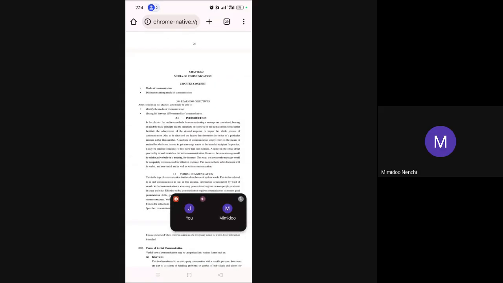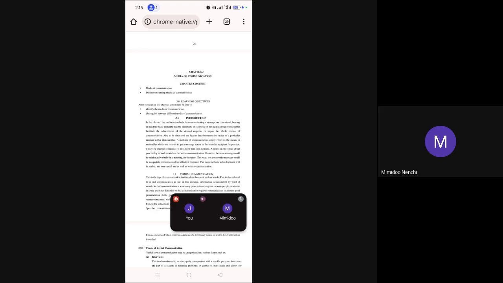The media of communication. What do we mean by media of communication? Then also the difference among media of communication. Are we together? So we are looking at two things. Number one, the media of communication, those are the channels by which we send our message. Then the difference among them. So let's quickly look at what media of communication is.